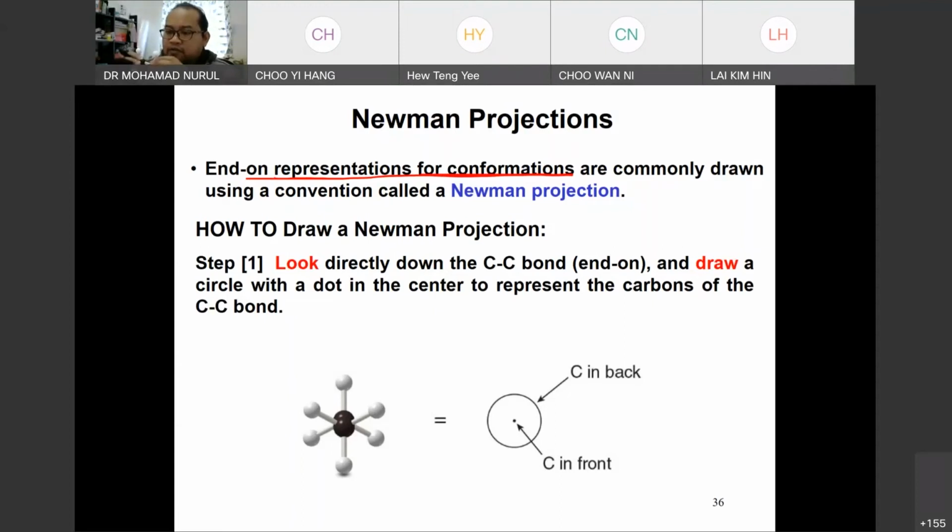Okay, this one. Okay, we can have this model kit. So look directly down the C-C bond and draw the circle and dot. The circle dot is at the front, and the big circle is at the back. So it is represented like this.